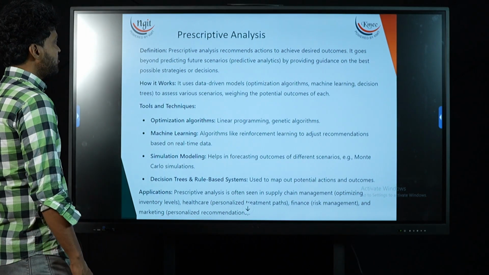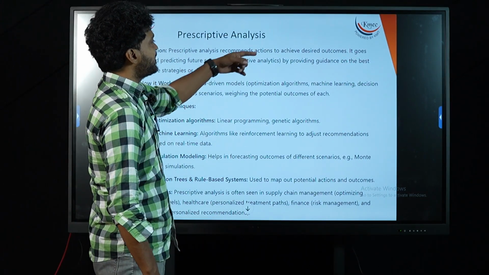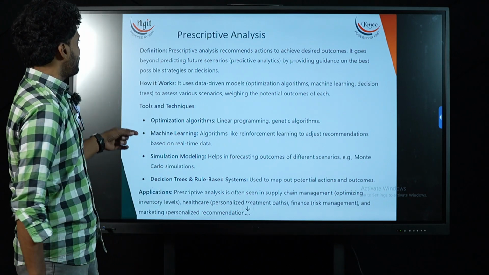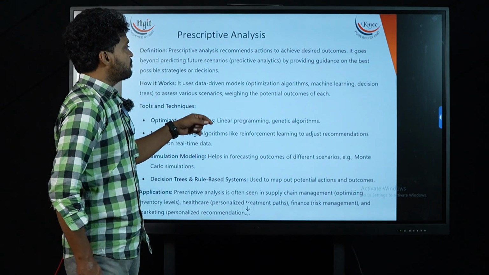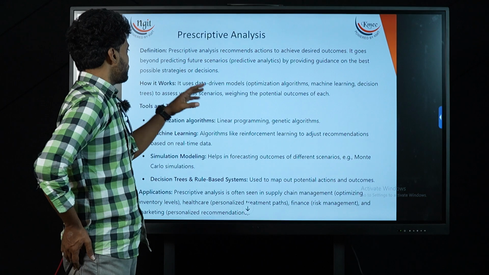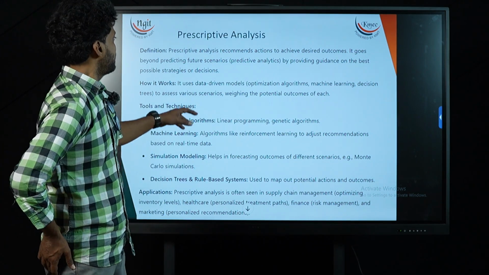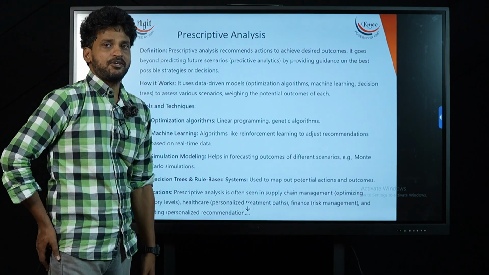So the definition: prescriptive analysis recommends actions to achieve desired outcomes. It goes beyond predicting future scenarios by providing guidance on the best possible strategies or decisions. Now it's not just predicting future scenarios.